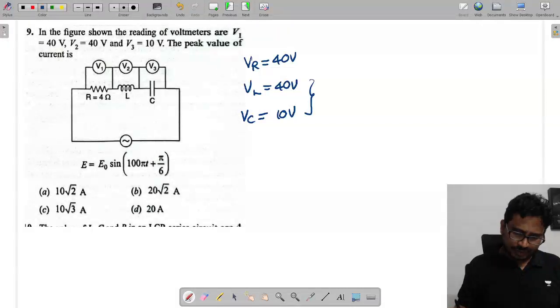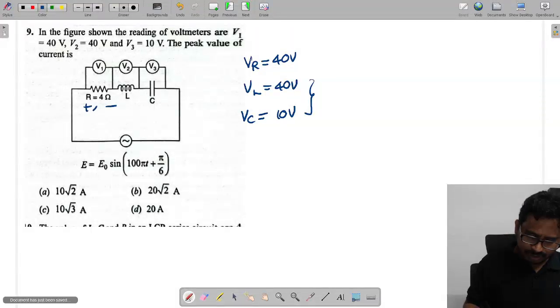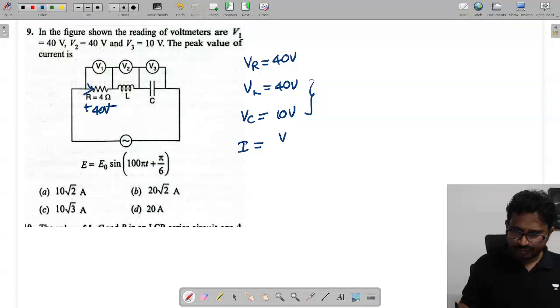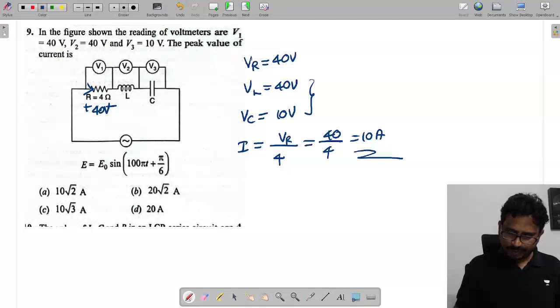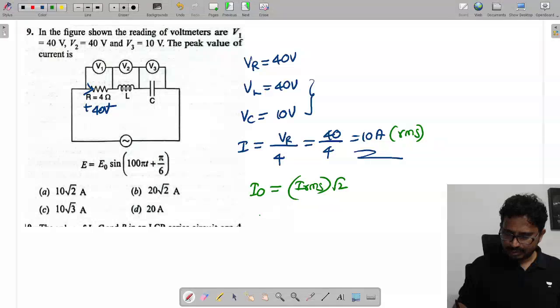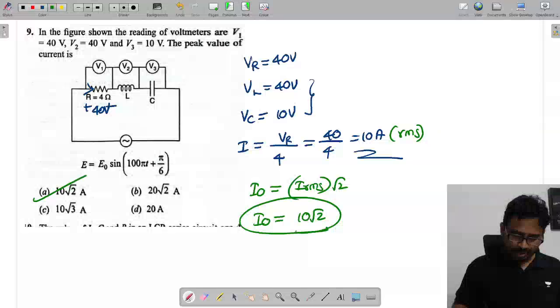And since we got this voltage as 40 volts, we can find this current now. I is equal to VR by 4, that is 40 by 4, which is equal to 10 amperes. The peak value of current: this is the RMS value, so the peak value is IRMS into root 2. So I naught is 10 root 2. Option A.